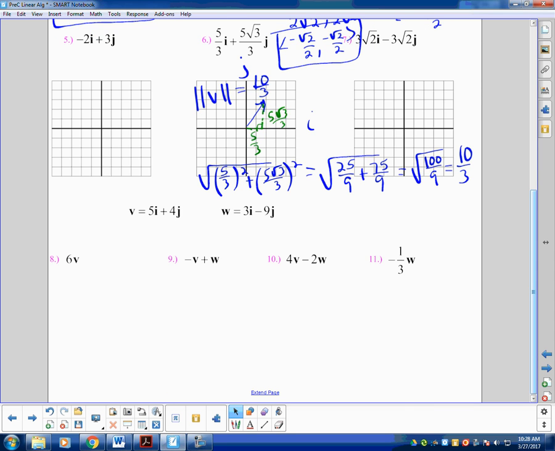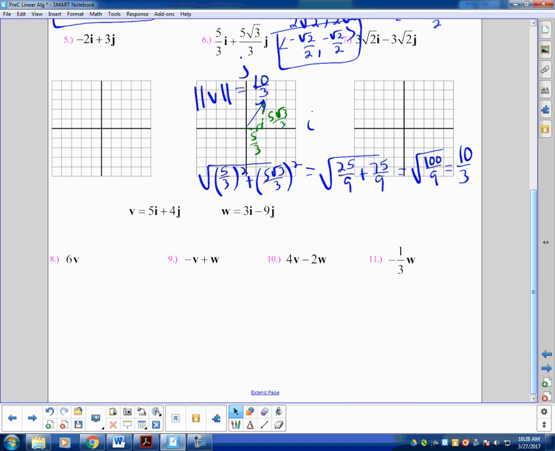So let's do maybe number 9 and 10. 8 and 11 are just acting on one of the vectors. Like 6v would just be 30i plus 24j, done. Okay? You just multiply 6 by each of these. Or over here on 11, negative 1/3 w, you'd go negative 1/3 of this would be negative 1i. Negative 1/3 times negative 9 would be positive 3j, and you'd be done.